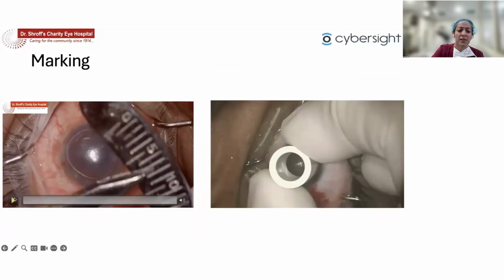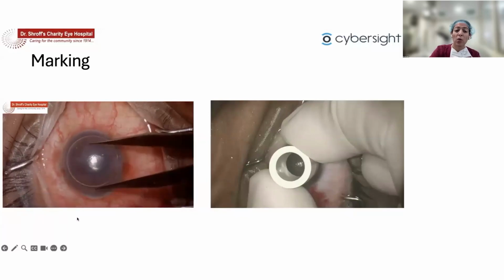The next thing that is important is to mark the area where we are going to do a descemetorhexis, because it is important that we measure the tissue that we are going to put. Usually we measure the horizontal white to white, and we go about 3 millimeters below the horizontal white to white and no further down. We usually try to stay in the range of 7.5 to 8.5 or 9 millimeters for the tissue that we are putting. It's always a good practice to mark the cornea from on top.